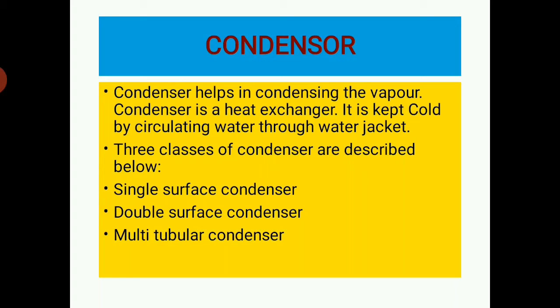The condenser helps in condensing the vapor. A condenser is a heat exchanger. It is kept cold by circulating water through water jackets. The boiling point and volatility of the substance are the main factors governing the choice of condenser. The main points in the construction of a condenser are as follows. The condenser must be easy to clean.